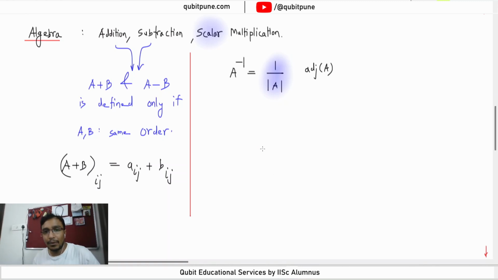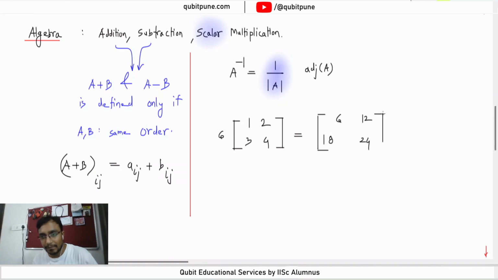And how is it done? Okay, let me just take an example. 6 into the matrix 1, 2, 3, 4. How does it work? We never leave any element of the matrix. 6, 12, 18, 24. Okay, that is scalar multiplication.